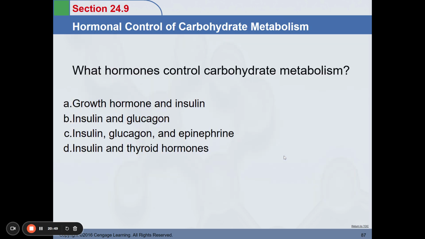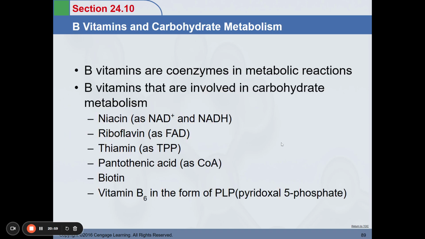So this question, you can pause the video again. What hormones control carbohydrate metabolism? The answer for that is letter C.